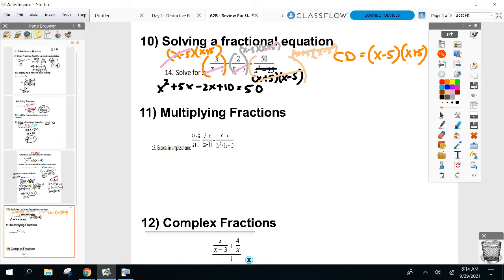Okay, this is different than the last one. Everyone sees an x squared. Well, before I get to that, let's just combine our like terms on the left side. Clean it up before I talk. X squared plus 3x plus 10 equals 50.